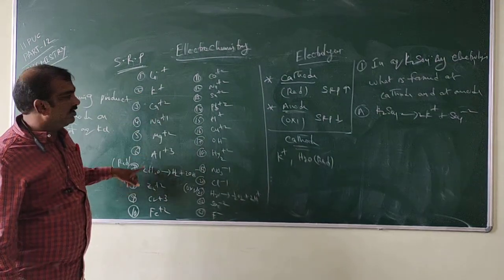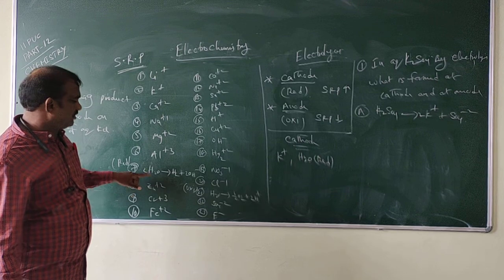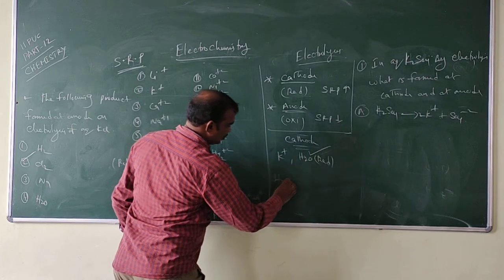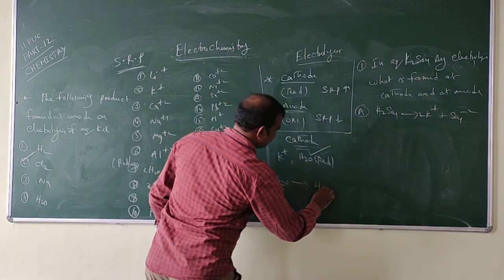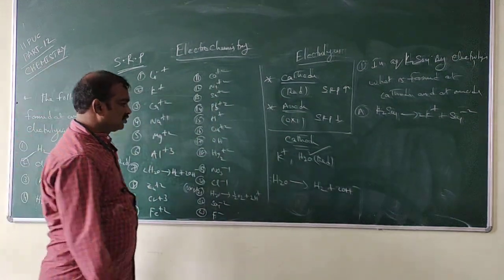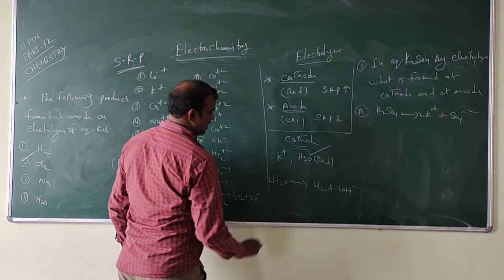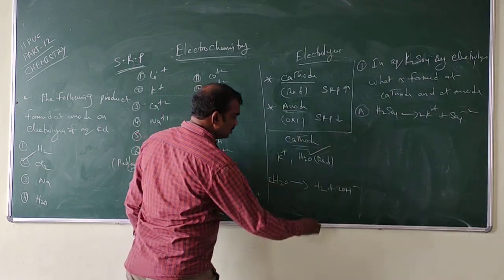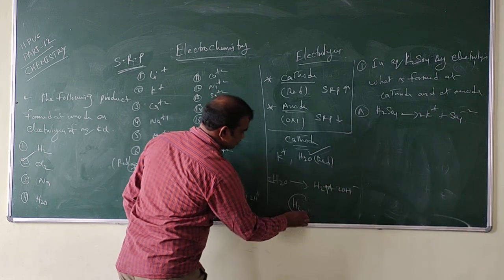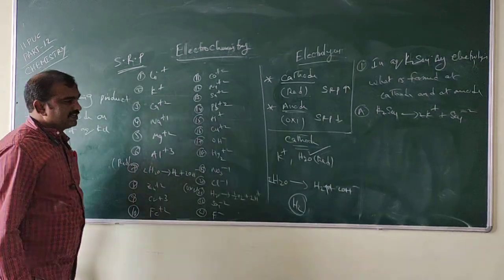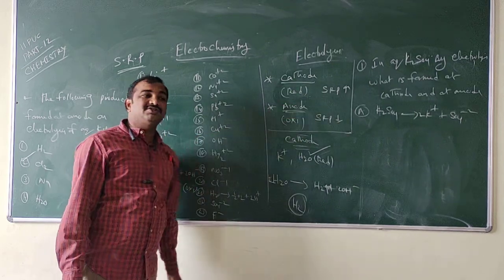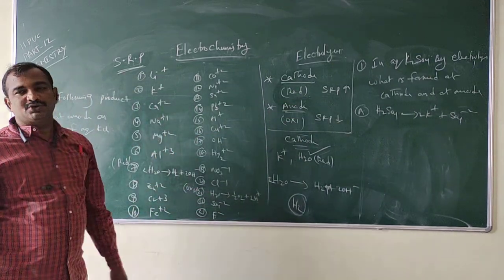Which one is having more SRP value? It is 2, it is 7. Which one is more? H2O reduction is more. So this one we will consider. Now H2O reduction, what will happen here? It gives H2 plus 2OH minus. So H2 is formed at cathode. K plus and H2O reduction, H2O reduction has the higher SRP value at cathode, so we only take H2O reduction.